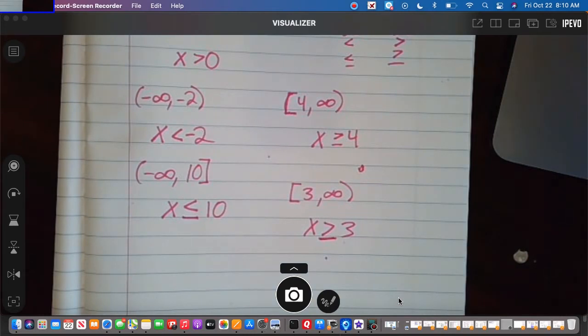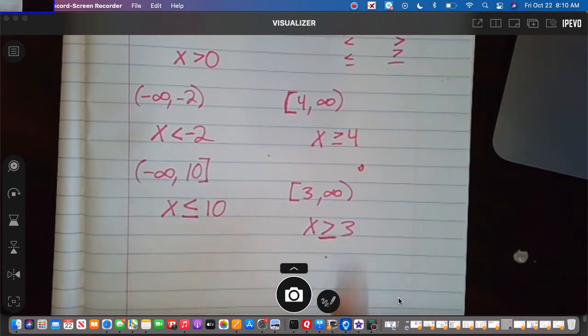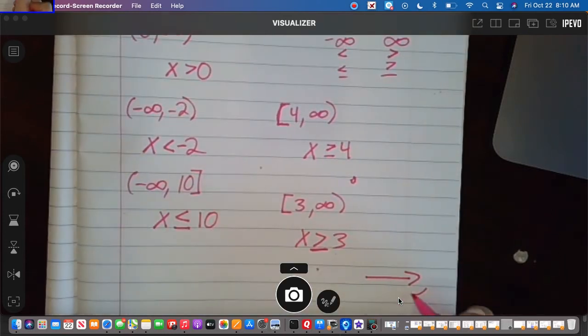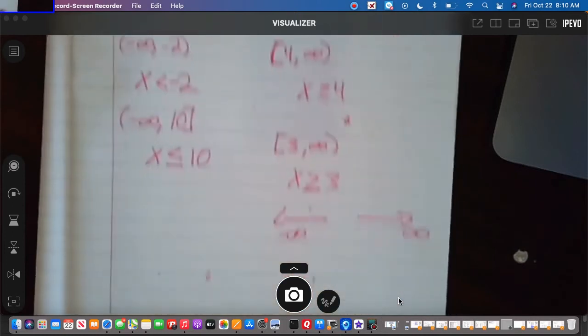How do you know if it's greater than or less than? It's greater than if it's infinity. It's less than if it's negative infinity. Think of your number line. What way are you going? Are you going towards positive numbers or are you going towards negative numbers?